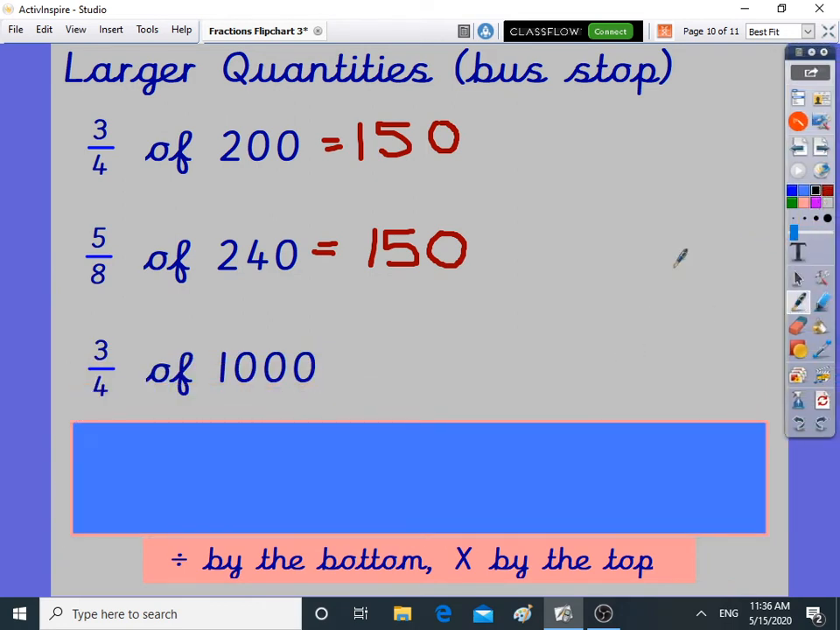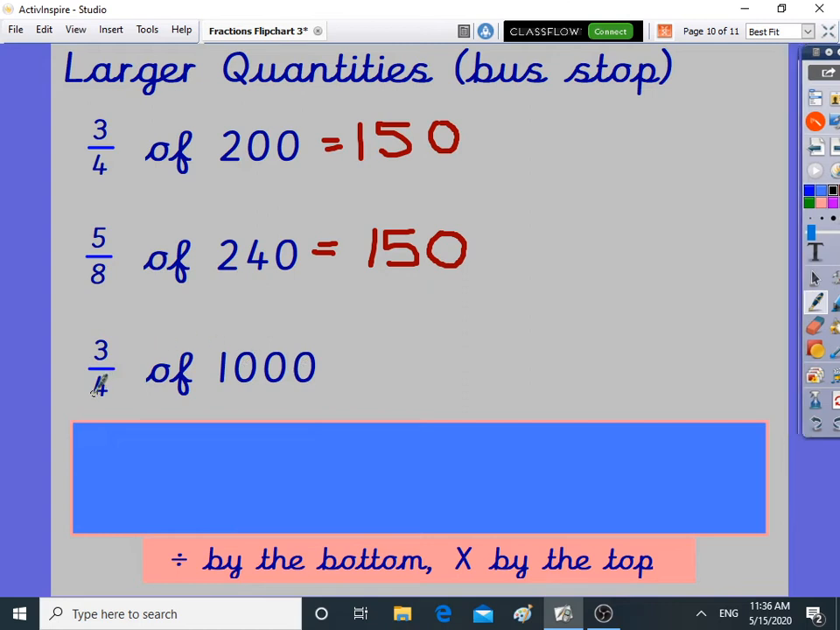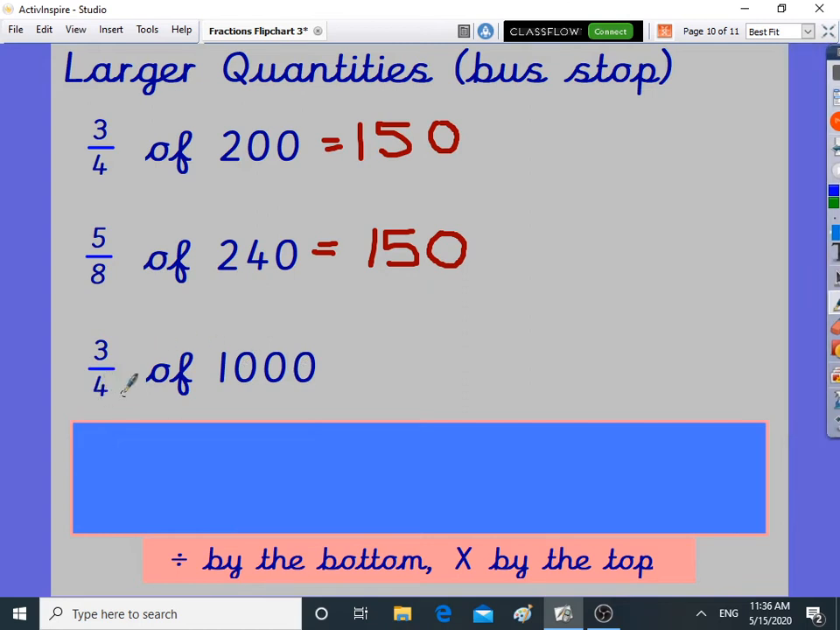Okay? So we're going to do 1,000 divided by 4 to tell us 1/4. Then whatever we get, we'll times that by 3 to tell us 3/4. 1,000 divided by 4. If you know, you know. And if you don't, use the bus stop. Divide by the bottom, times by the top. If you forget the division, use the bus stop.